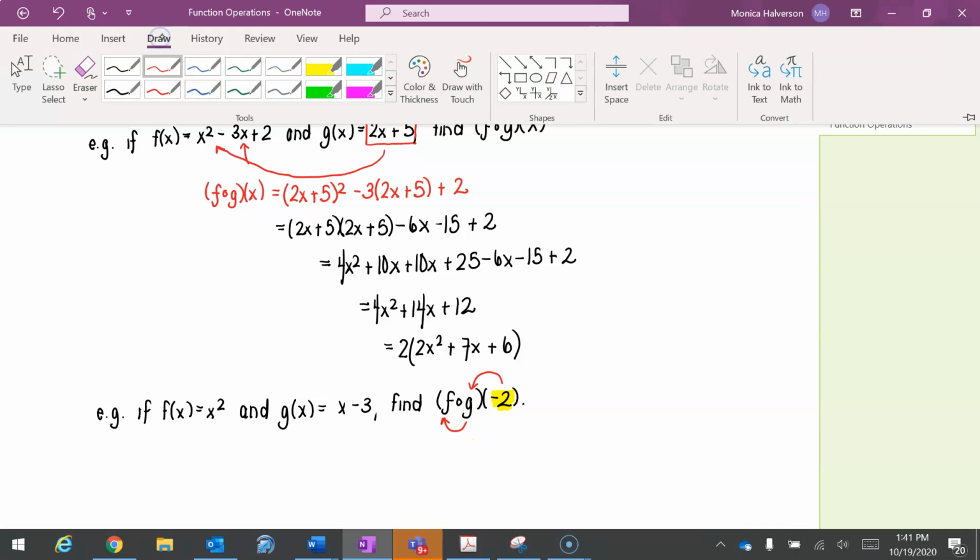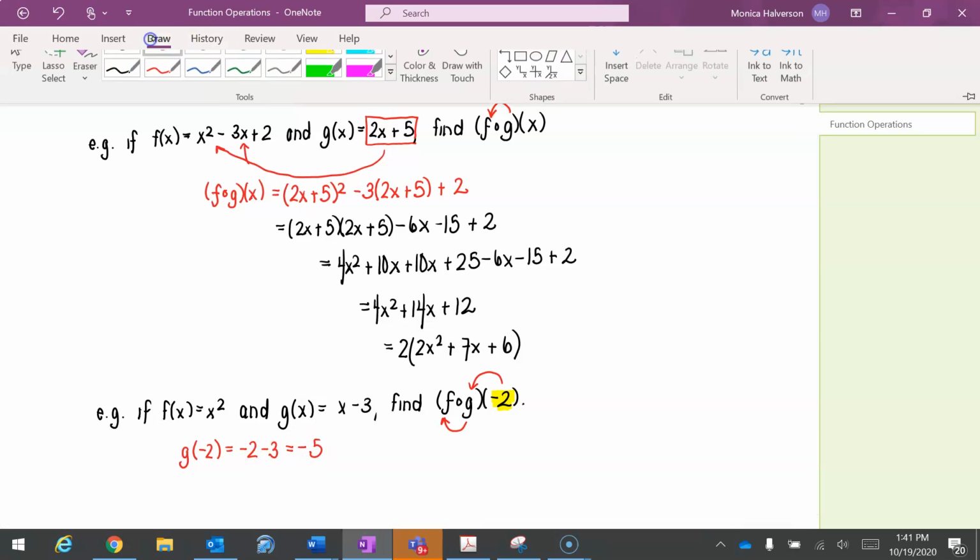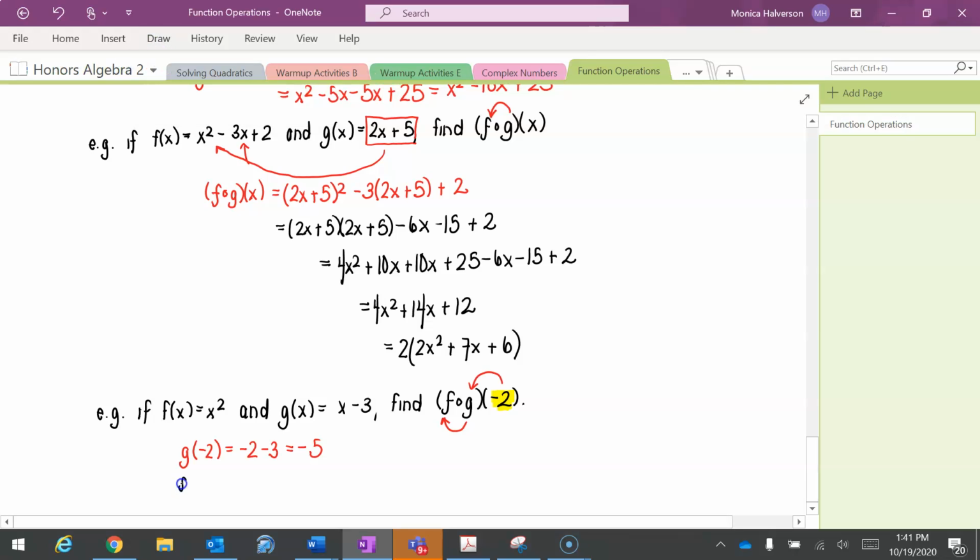So the first thing we're going to do is g of negative 2. So that's negative 2 minus 3, and that's negative 5. Now we're going to take that value and plug it in to f to get our final answer. Negative 5 squared equals 25. So you will always work backwards.